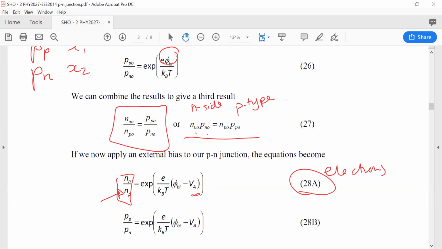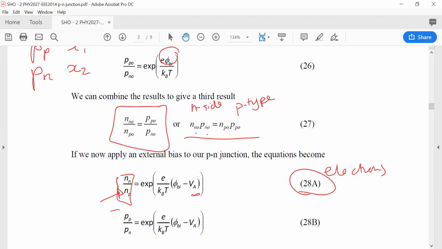If you apply a negative bias, so V_A is negative, which is a reverse bias, then this ratio is going to increase. In other words, the number of minority carriers, N subscript P, is going to decrease. Okay, so you are having fewer minority carriers, in this case electrons, by introducing a reverse bias. And you can see why that works. The same thing occurs in equation 28B. It's just showing you the same thing for the holes.